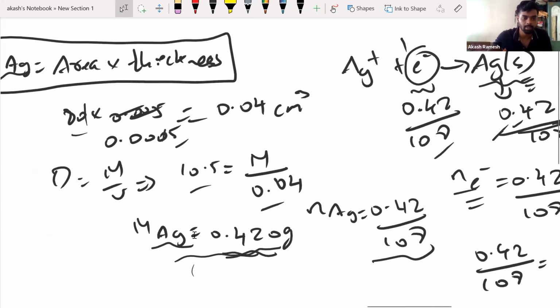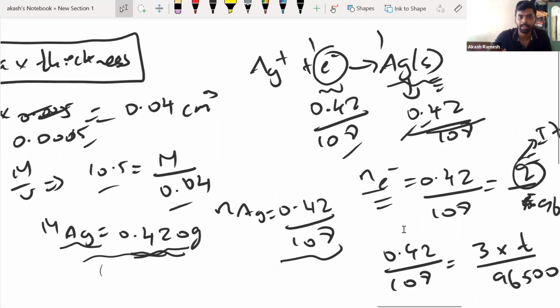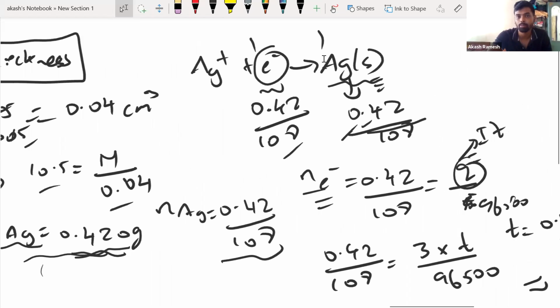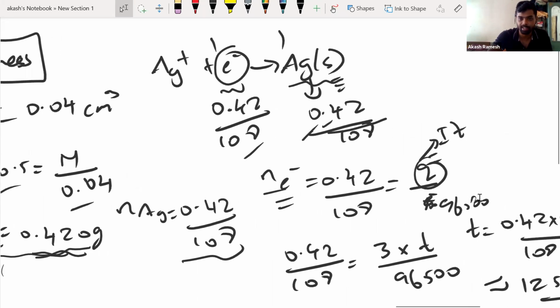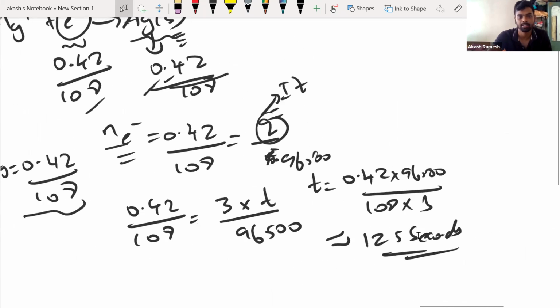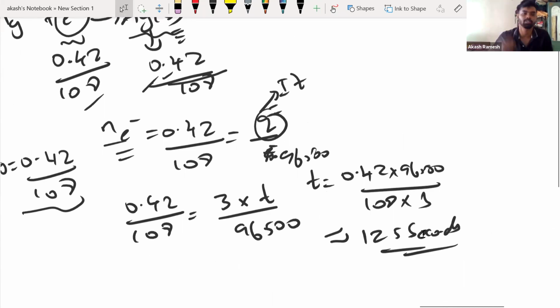Now, once we know the mass of Mg required, you know the number of moles of Mg required, that is 0.42 divided by 108. So now you do the stoichiometry, one mole of this requires one mole of this, so the ratio will be same. So this requires this many moles of this. Now, I know the number of moles of electron formula is Q divided by 96,500. Again, I can write Q as I into T, right? I is given to you, T is what is asked, everything we know. So you just substitute and get the answer T as 125 seconds. That would be the answer to this question.